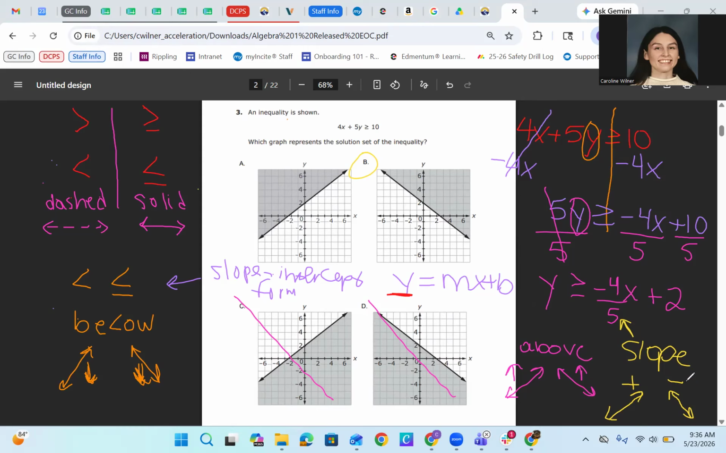Alrighty, and for those who are wanting to look up some more information potentially about this one, the standard for this guy is going to be MA.912.AR.2.8. Inequalities, specifically graphing with linear inequalities. So this is still considered linear. So linear expands into a lot of different concepts.